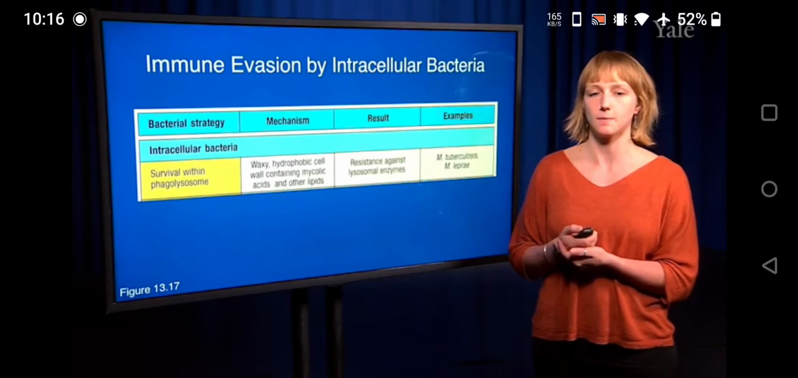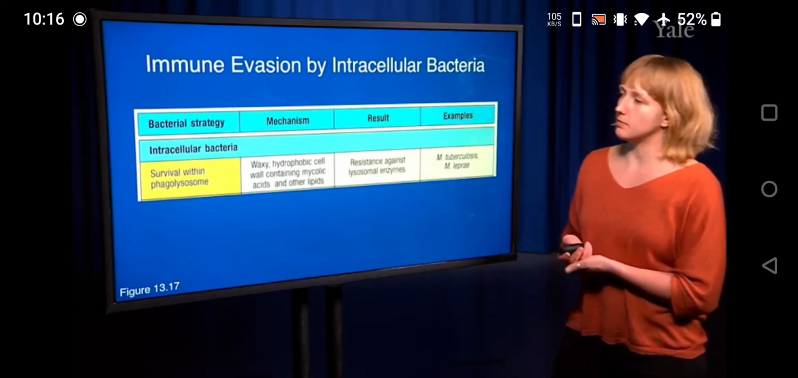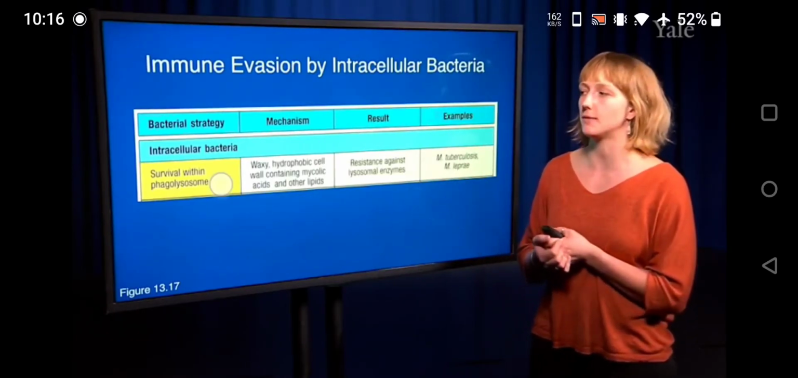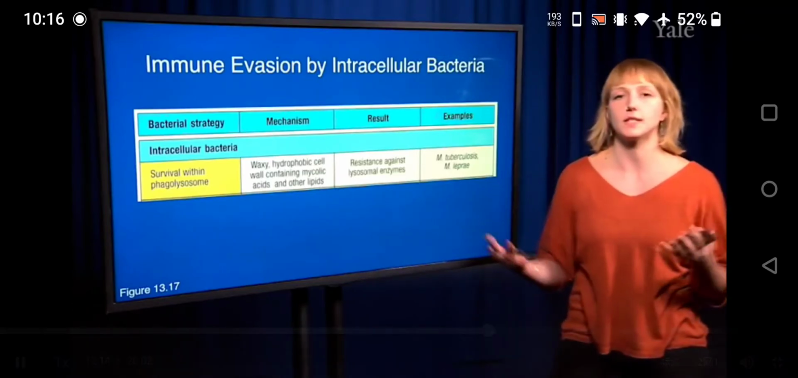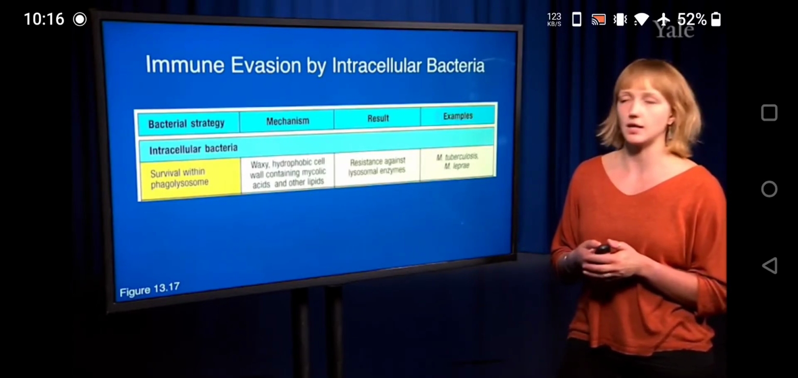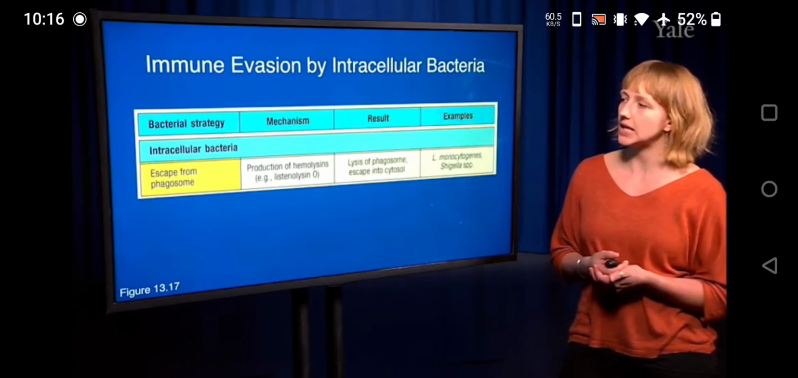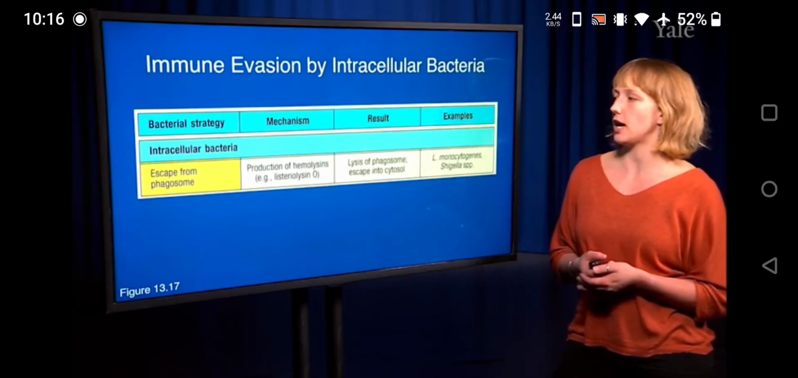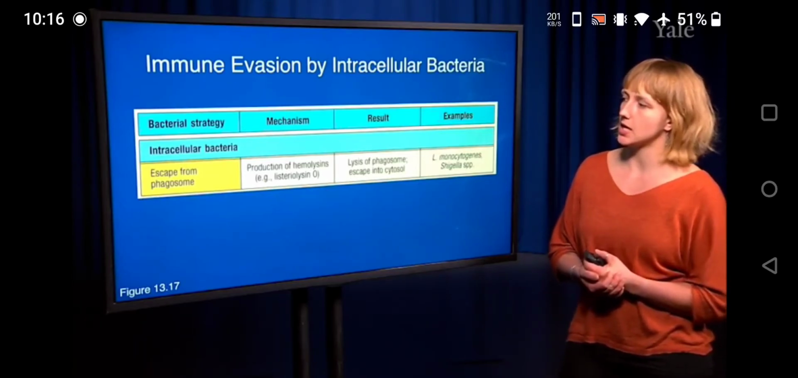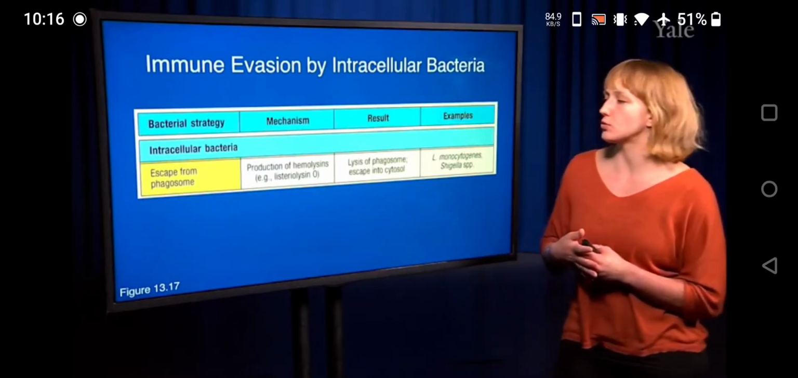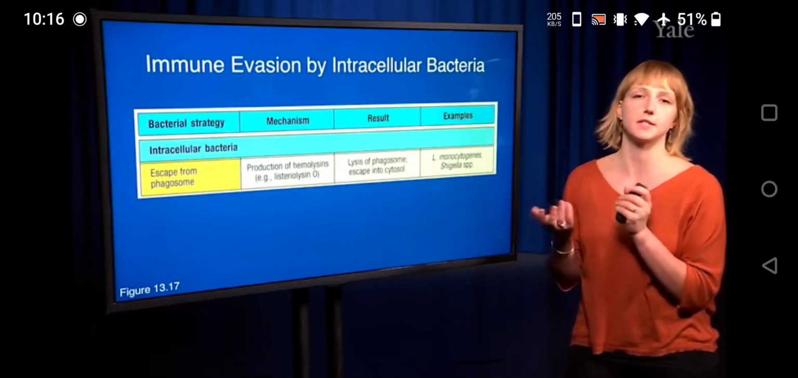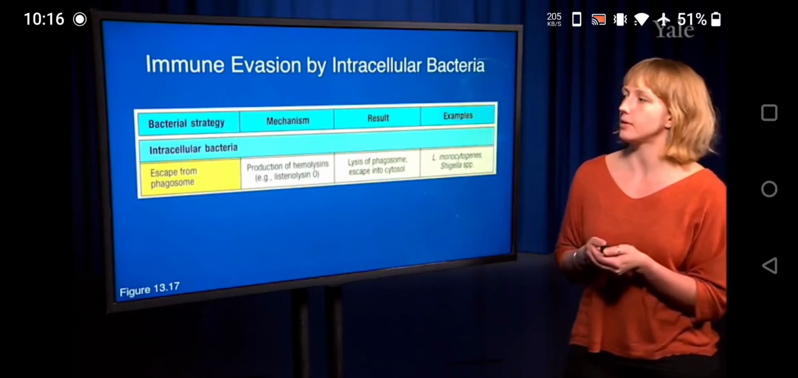establish a chronic infection. In addition, many other bacteria have evolved actually to survive within the very harmful environment of the phagolysosome. So they've evolved cell walls that contain various different acids and other lipids that prevent them from being killed by lysosome enzymes. And also many intracellular bacteria have evolved to escape from phagosomes. So, for example, Listeria produces hemolysins, which will actually make the phagosome itself lyse, so that the bacteria can then live within the cytoplasm.